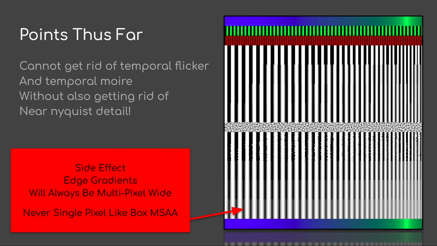So what's the takeaway thus far? You can't get rid of temporal flicker or temporal moire without also getting rid of the detail near the Nyquist frequency range. And thus this has one big side effect. Edge gradients will always be multi-pixel wide. They're never going to be single pixel like a box MSAA filter would provide.